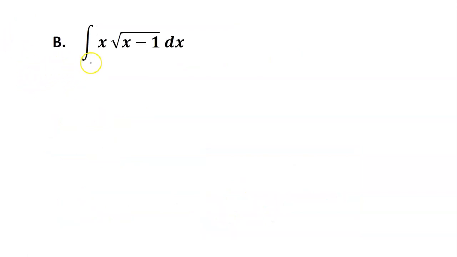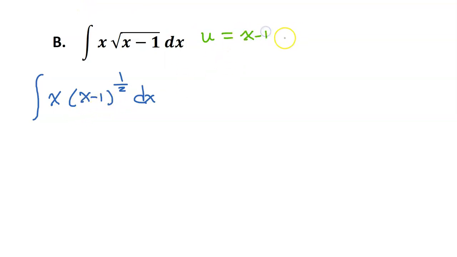Can we do part B? Unclear. Let's give it a shot. First, if I were to attempt to do this, I would rewrite this a bit. So I have x times x minus 1 to the 1/2 power dx. Next, I would think to myself, u substitution. Let's let u equal the stuff inside of the parentheses. So u will be x minus 1, which means that u prime will be 1. Simple. Let's make that substitution.